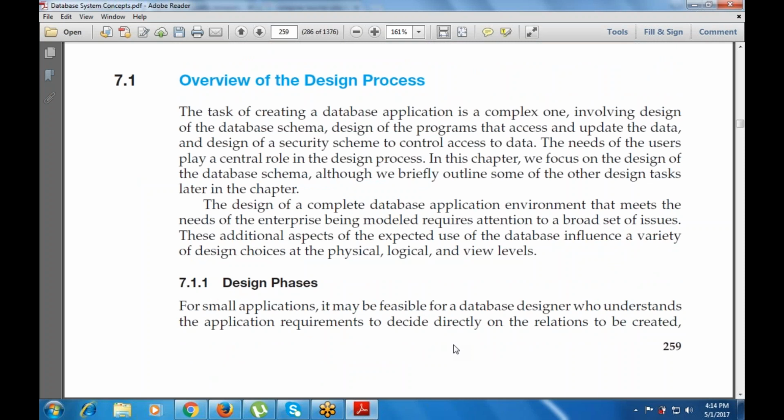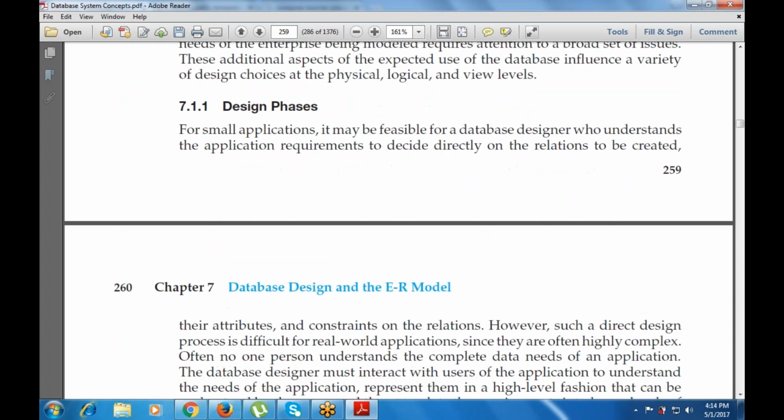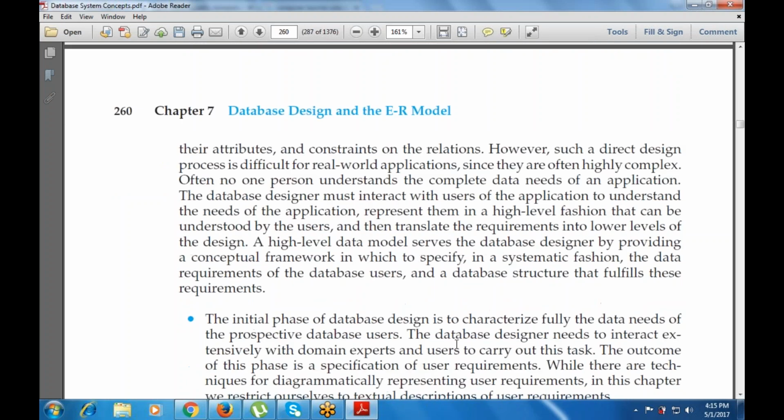The next is the design phase. For a small application, it may be feasible for a database designer who understands the application requirements to decide directly on the relations to be created, the attributes, and the constraints on the relations. However, using a direct design process is very difficult for real-world applications.